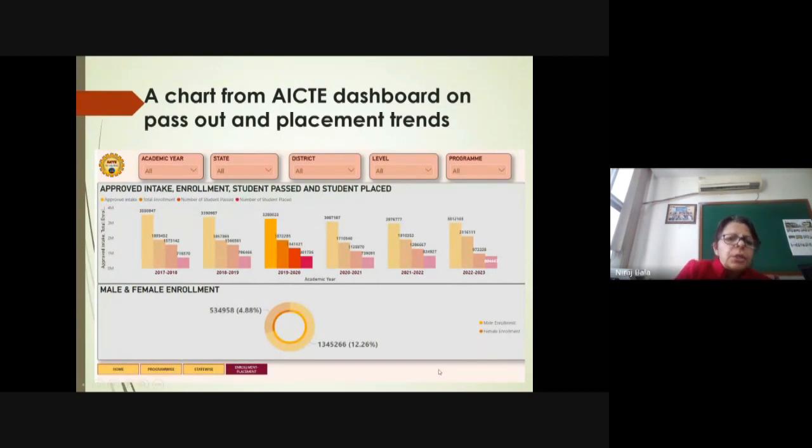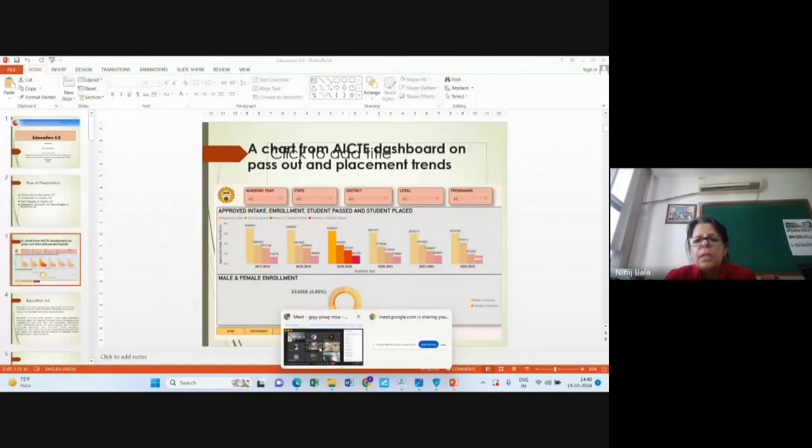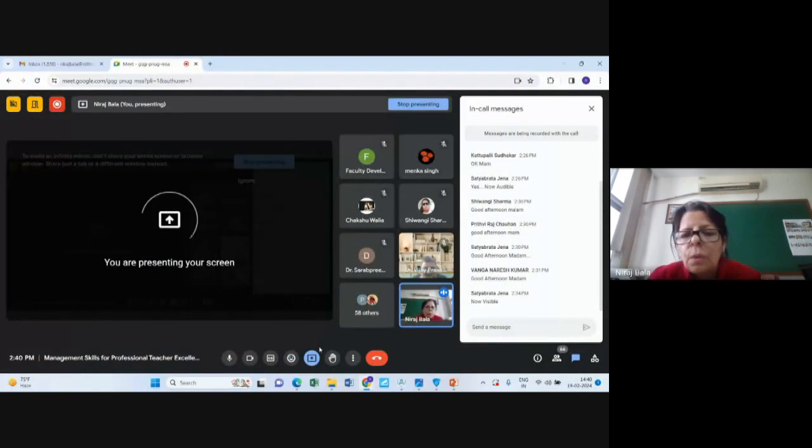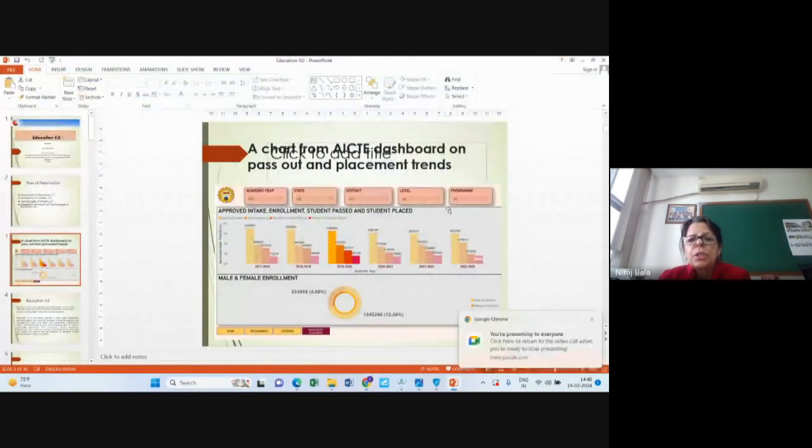So when we show this graph, sometimes we do these programs in face to face mode also. Mostly I ask them, what is the problem? The first problem is that, after the student has taken admission, the first question comes, why does the student leave? If you see, total enrollment and the number of students passed is also less.